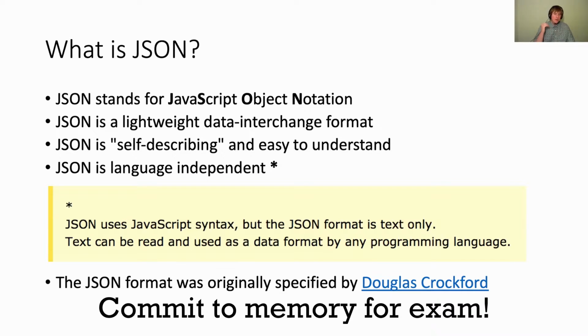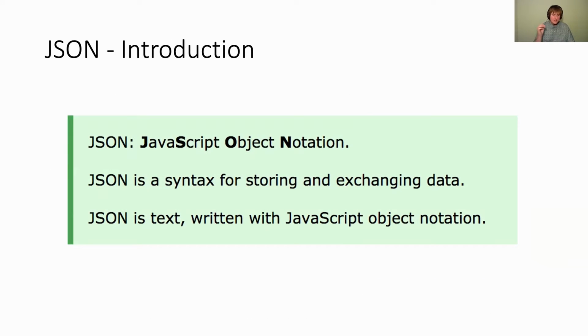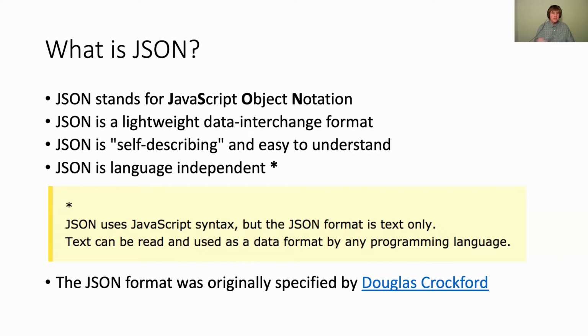These are things that I'm going to ask you on an exam. What's JSON? What is it used for? Why do people use it? It's text used to store and exchange data. Why do people use it? People use it because it's lightweight, it's self-describing and easy to understand, and it's language independent.